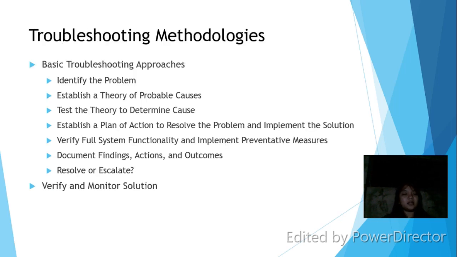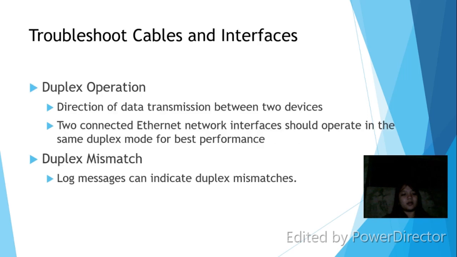Troubleshooting methodologies, basic troubleshooting approach. Identify the problem first, then establish a theory of probable cause. Test the theory to determine the cause, establish a plan of action to resolve the problem and implement the solution, verify full system functionality and implement preventative measures, document findings, actions, and outcomes, resolve or escalate, verify, and monitor the solution.